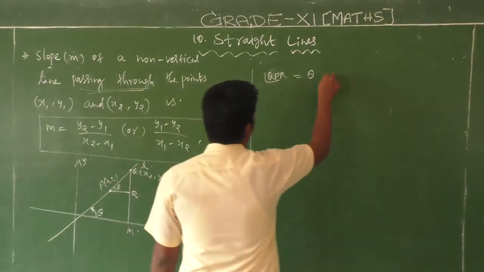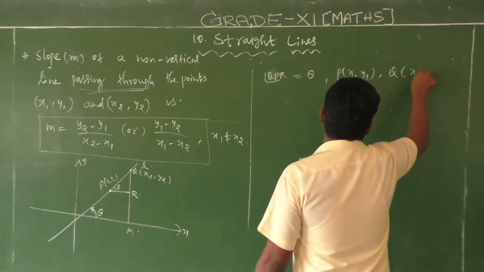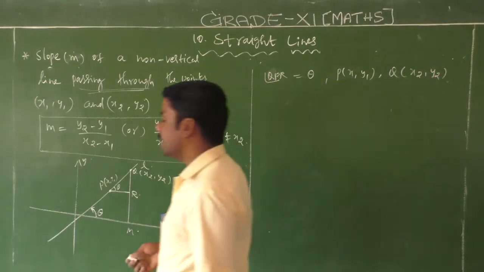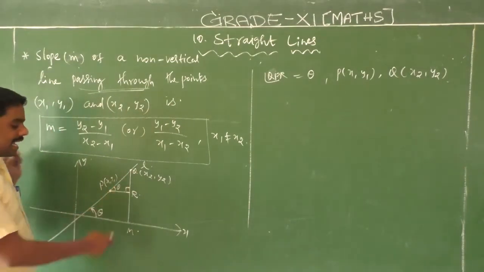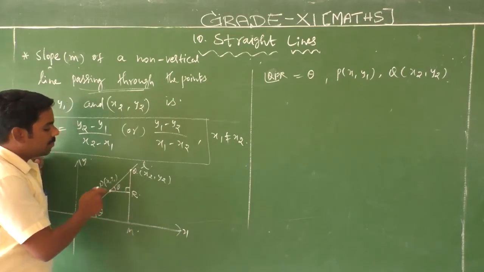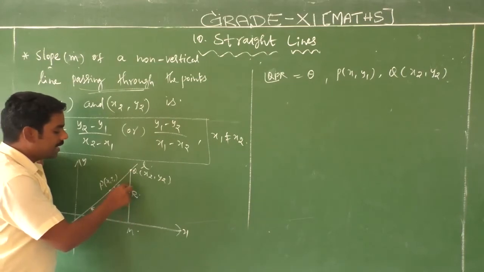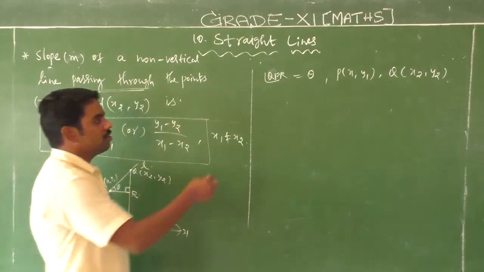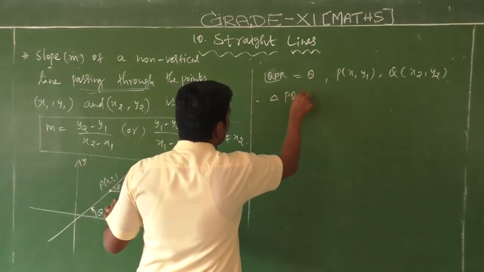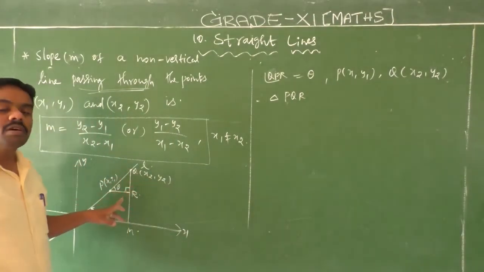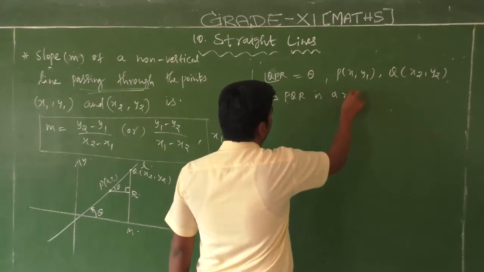P is (x1, y1) and Q is (x2, y2). See here, the angle R is 90 degrees. This line is perpendicular to the x-axis and PR is perpendicular to QM. So the angle R is 90 degrees. Therefore, this triangle PQR is a right angle triangle.